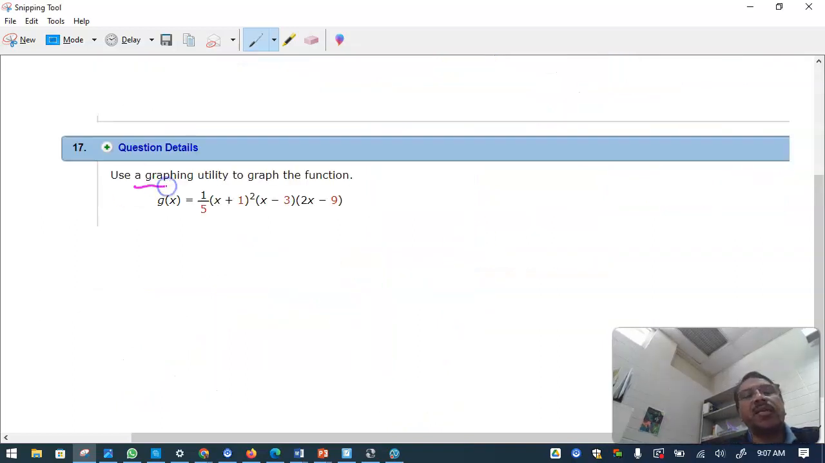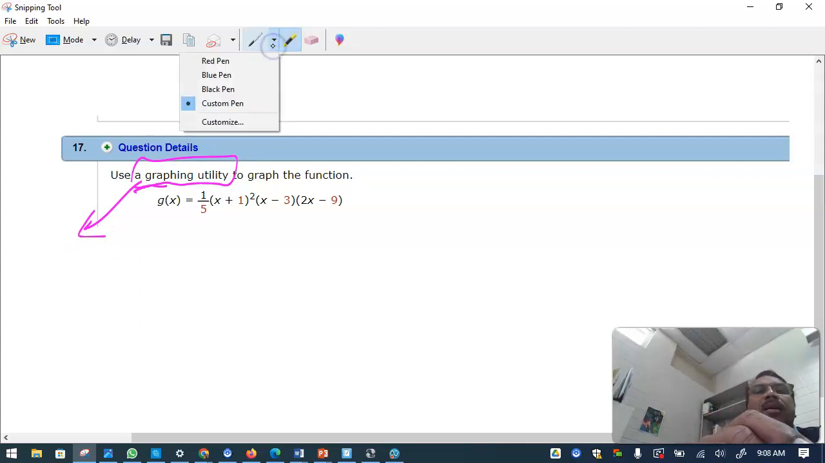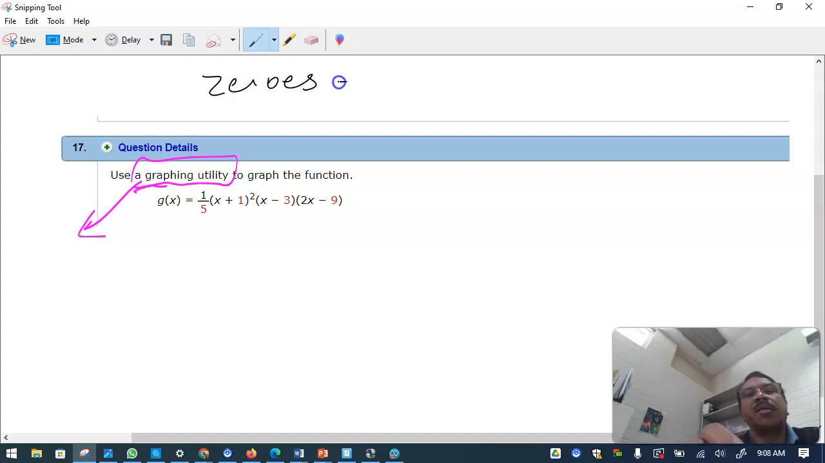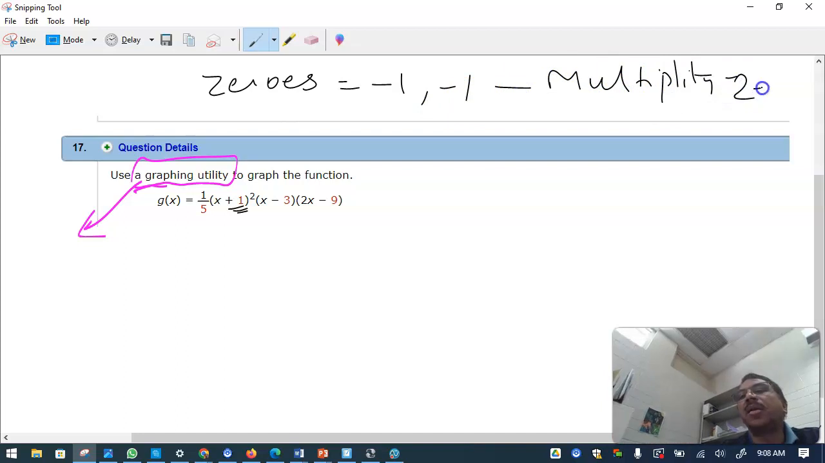This question, they ask you to use a graphing utility. But my question is, do we even need to? Can we become the human calculator? Yes, we can. The first thing is, what are the zeros? So you need to figure out what the zeros are. The zeros are always the opposite of plus 1, which is minus 1, but it is repeated. So here multiplicity is 2, and it is even, so that graph has to touch. And the other zeros are the opposite of minus 3, which is plus 3, and the other one is right here, the opposite of minus 9, which is plus 9.